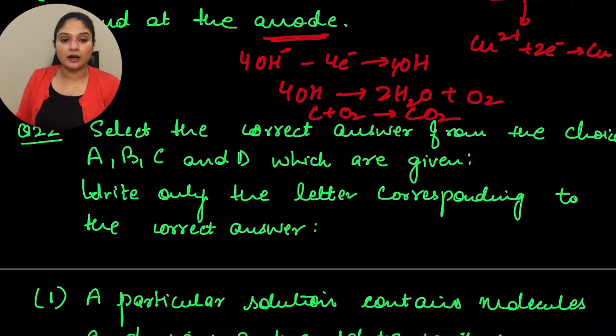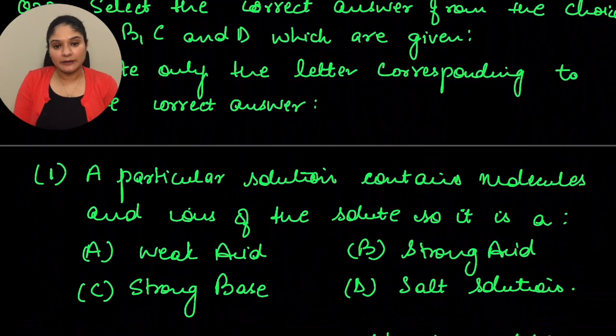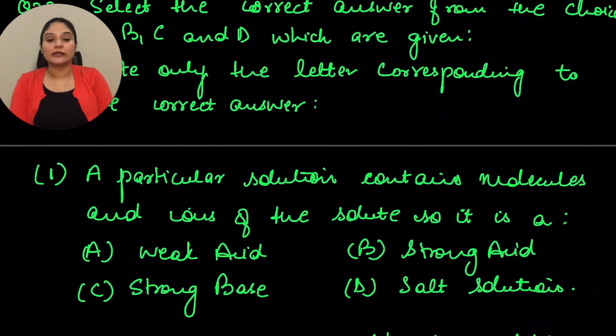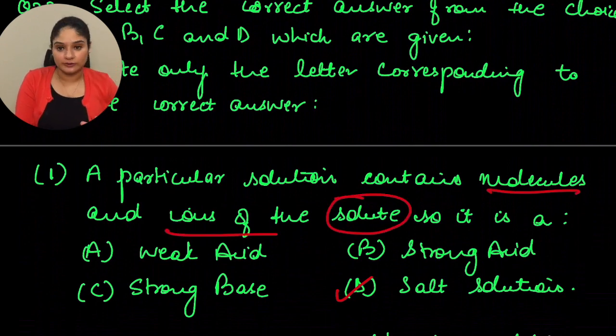Select the correct answer from the choices A, B, C, D which are given. Write only the letter corresponding to the correct answer. The first one is, a particular solution contains molecules and ions of the solute. So it is a salt solution. When you have molecules and ions of the solute in a solution, that means it's a salt solution.